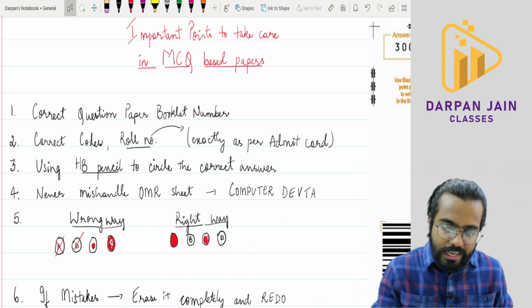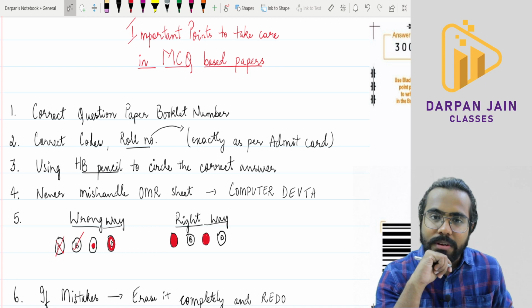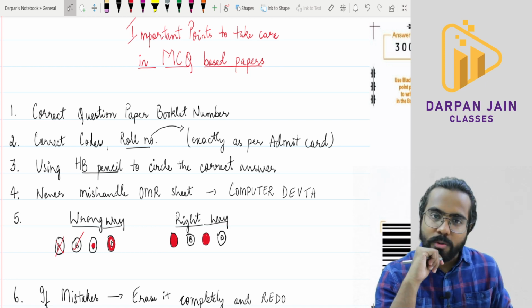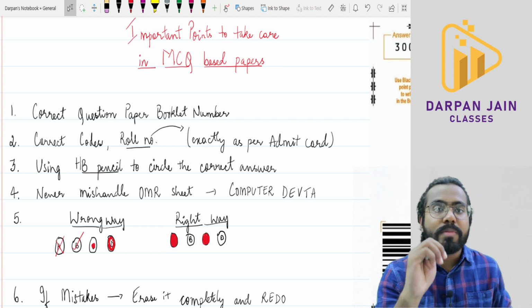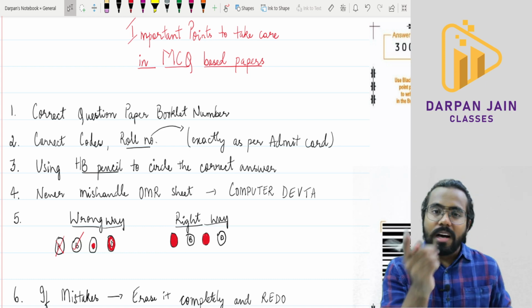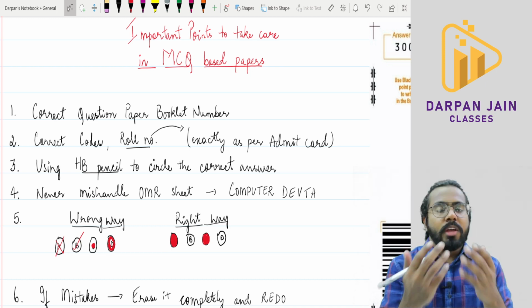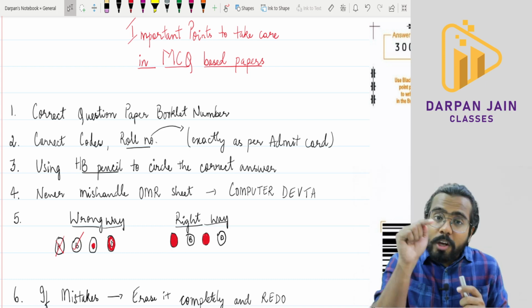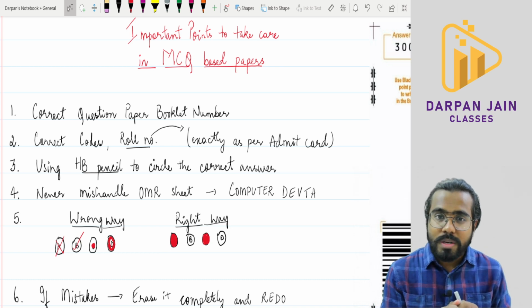Let's say you've circled A also, you've circled C also. Then what will happen? Now, will this question be considered as unattempted or attempted but wrong? Because unattempted में there's no negative marking. अगर आप छोड़ ही दिए question, तो there's no negative marking. But for a wrong answer, there is negative 0.25 in your MCQ based papers.